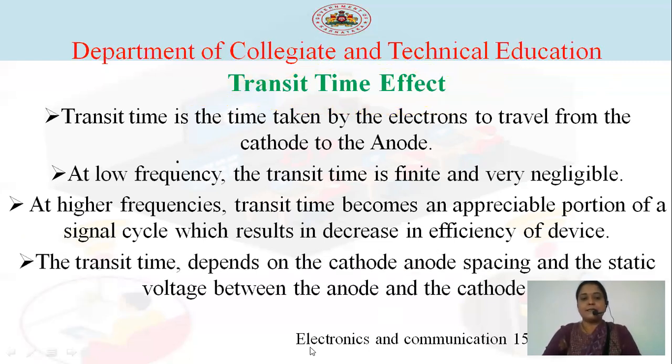Now, the transit time depends on the cathode and anode spacing and the static voltage between the anode and the cathode. That is, it depends on the spacing between the cathode plate and the anode plate, as well as the voltage between them. Therefore, that will affect it, as will the frequency that we are using. If it is a low frequency, it takes less time, but if it is a high frequency, it takes more time.